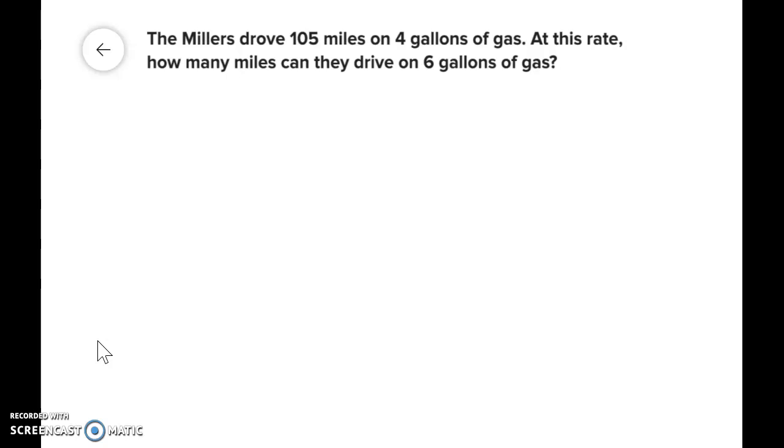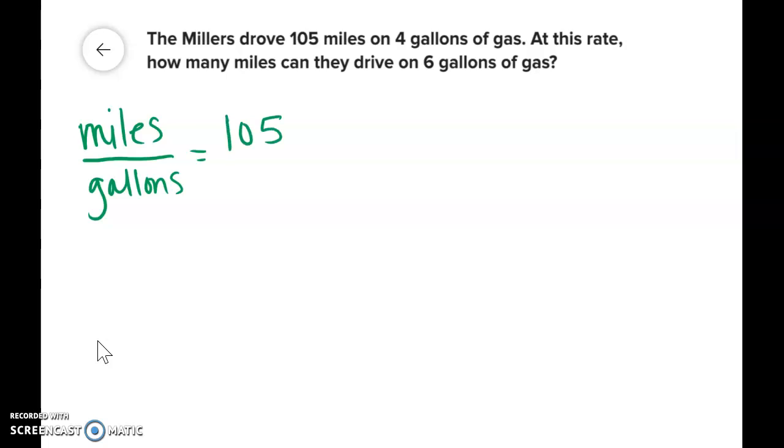So the question says the Millers drove 105 miles on 4 gallons of gas. At this rate, how many miles can they drive on 6 gallons of gas? So I'm kind of back in my comfort zone of identifying what are we comparing. We're comparing miles to gallons. What do they tell us? They tell us that they drove 105 miles on 4 gallons of gas. And what are they asking us? They want to know how far can they go on 6 gallons of gas.